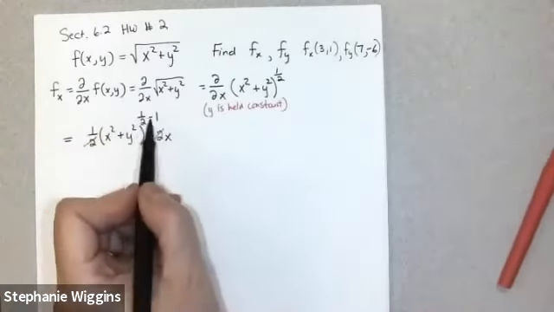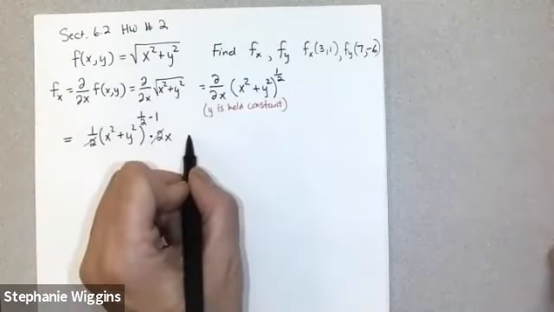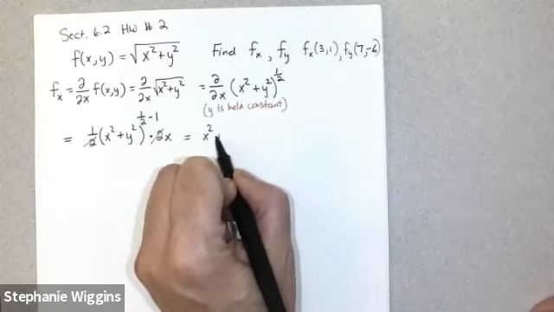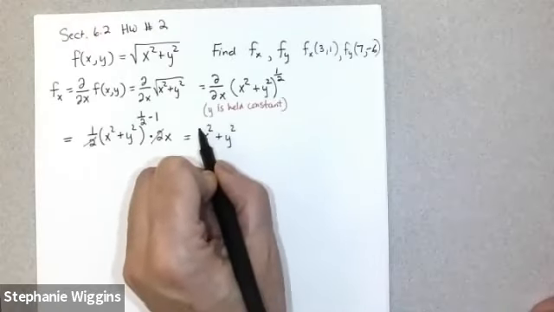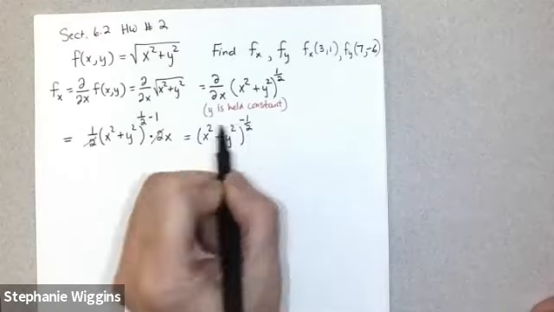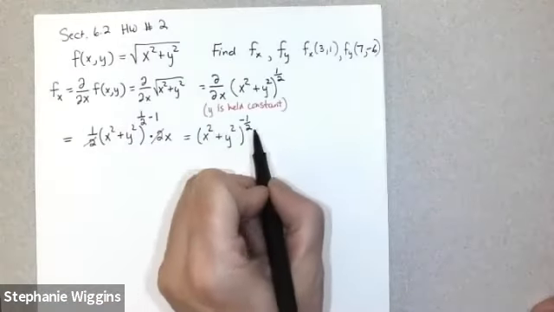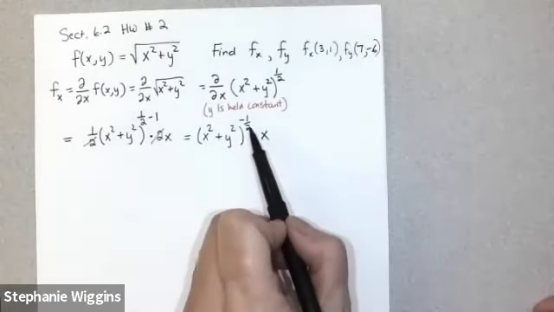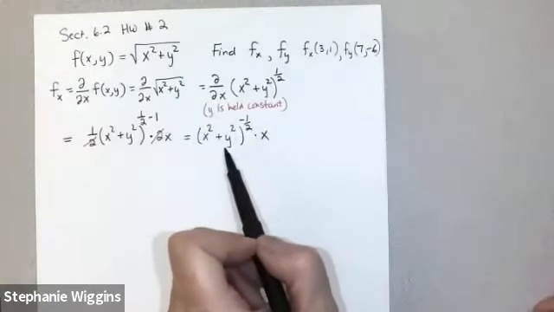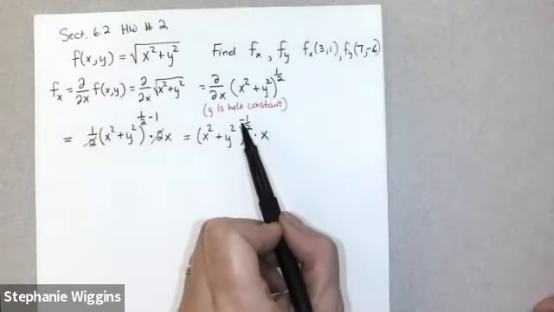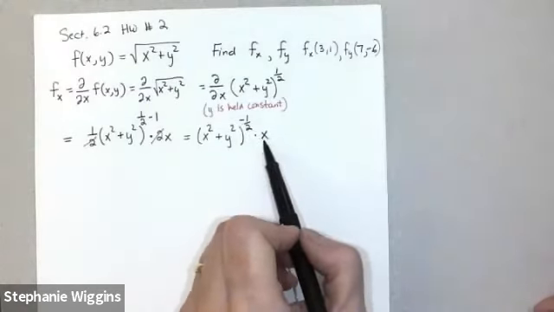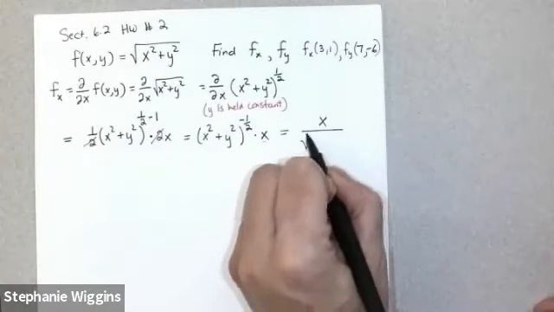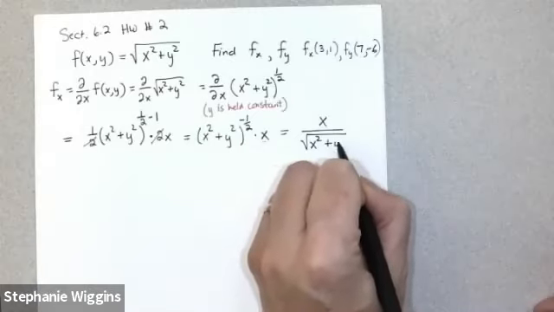And of course, we're going to write this 1/2 minus 1 is -1/2. So this is going to become x squared plus y squared to the -1/2 power. And then we still have the x there, times x. To simplify this, the 1/2 means I'm going to take the square root of this thing, and the negative means I'm going to put it in the denominator. And then multiply x. So here it's going to equal x divided by the square root of x squared plus y squared.